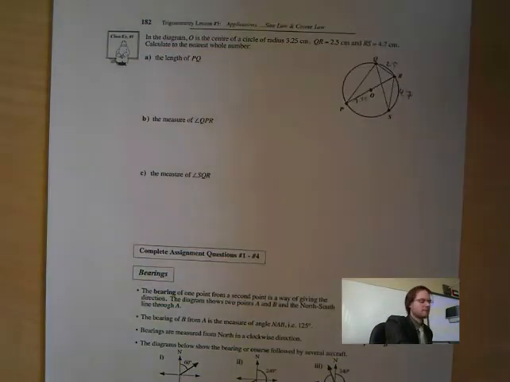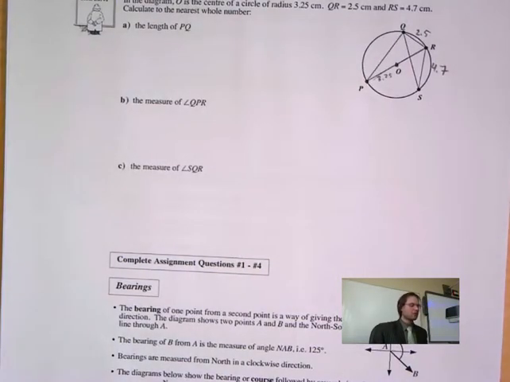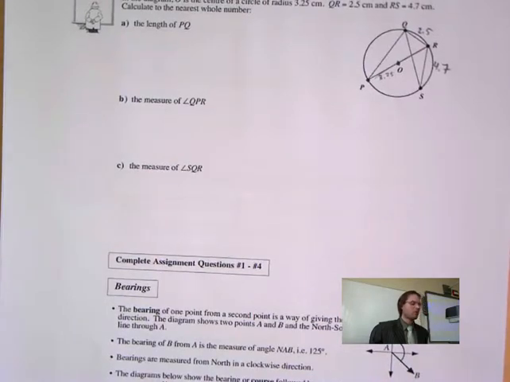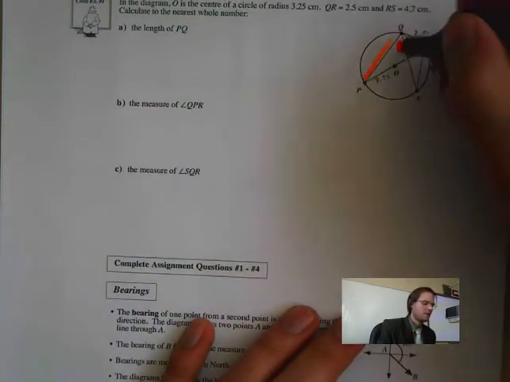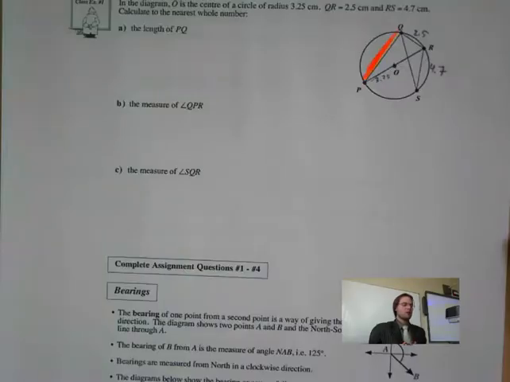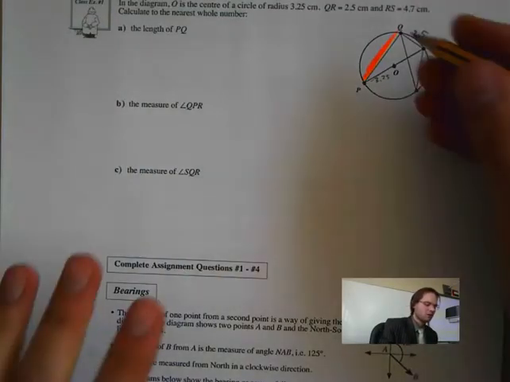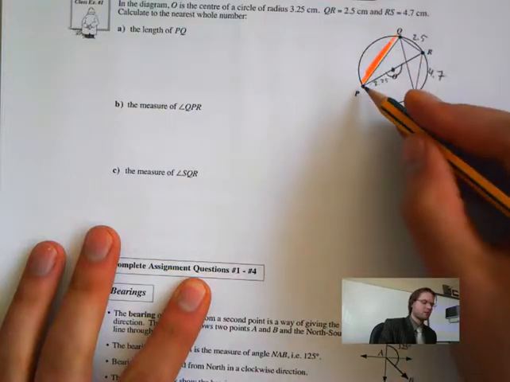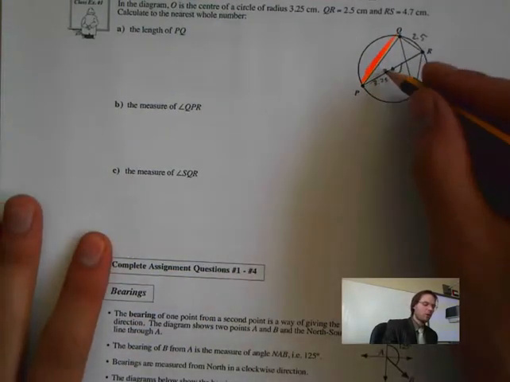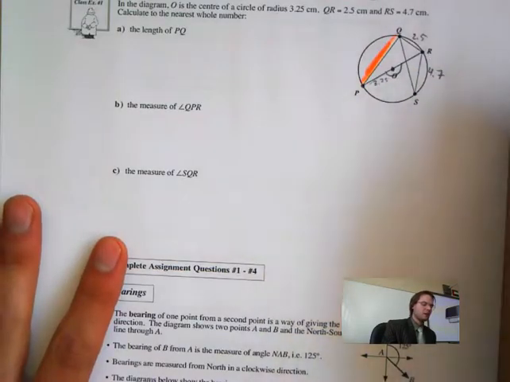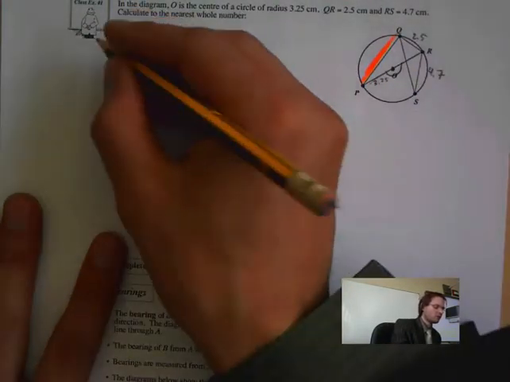All right? Now it says calculate, to the nearest whole number, the length of PQ. So we're first going to try and figure out what that length is there. I look at this angle here that goes through it. This is actually a central angle, a straight line. That is going to be 180. So the central angle POR is equal to 180.